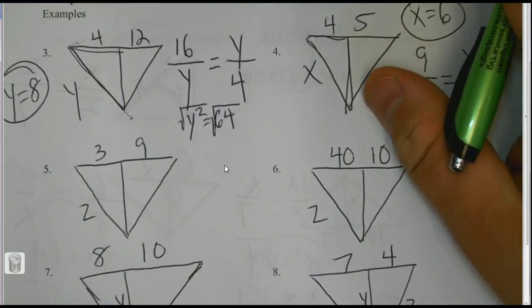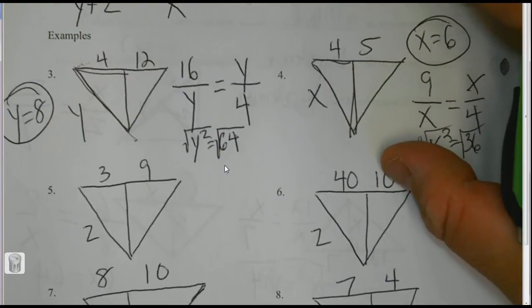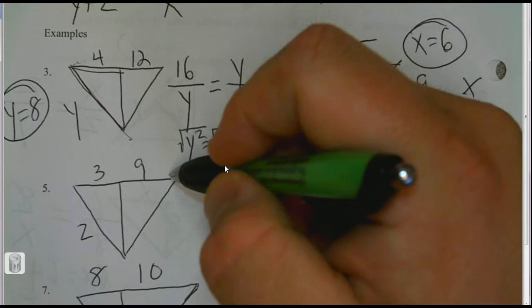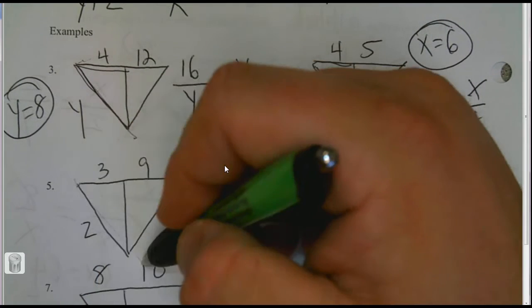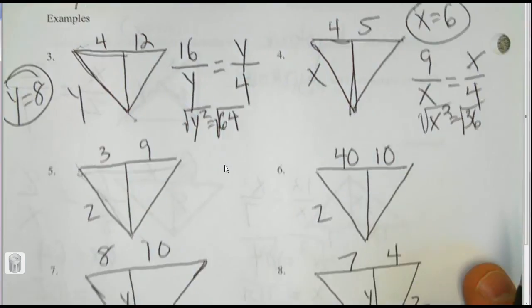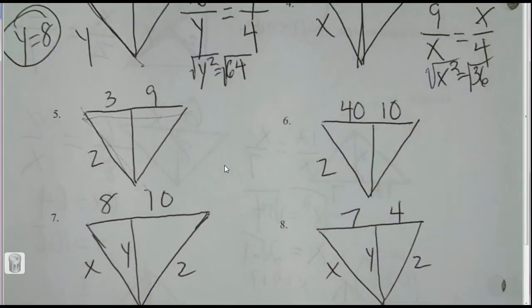Alright, I gave you 2 easy ones for the review, but no matter what happens with numbers, it's still the same rule. Take the whole hypotenuse over the leg and set it equal to the leg over the hypotenuse, and then solve, okay? So go ahead and do 5 and 6, pause the video, and we're going to come back with the answers.